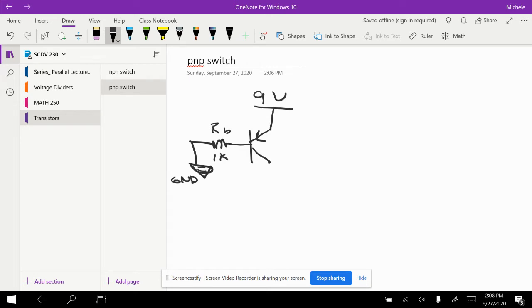And I'm going to have a resistor on my collector. So this is my emitter, collector, my base. And this is going to be 400. And then this is ground.